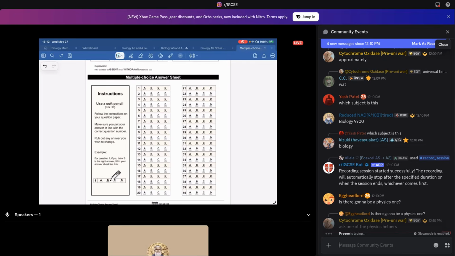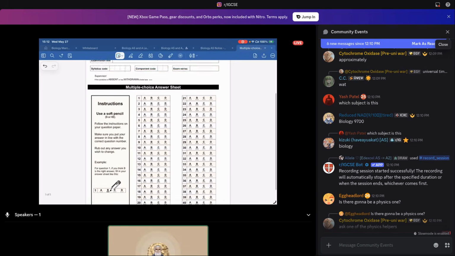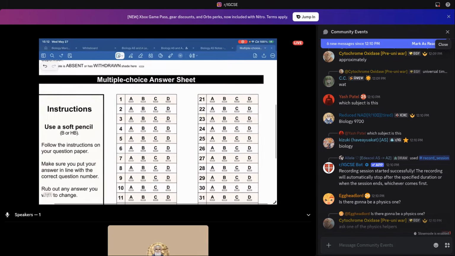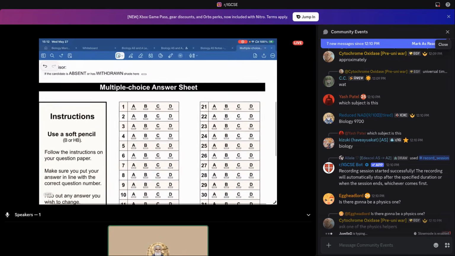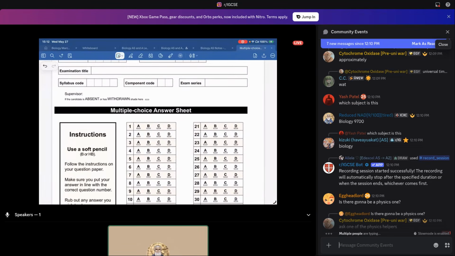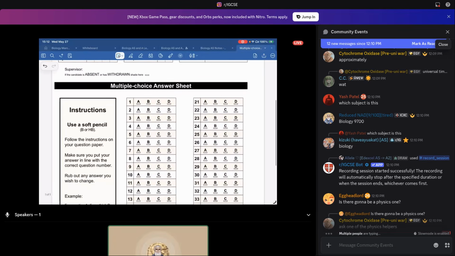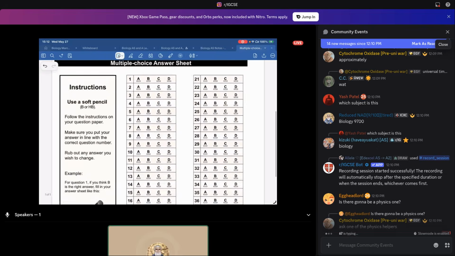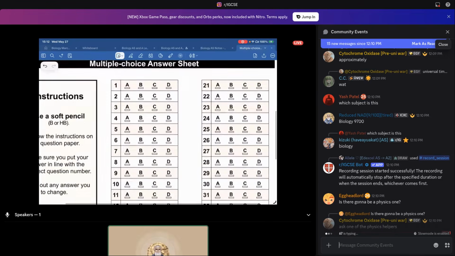The sheet to the chat here and to the ASA level bio chat. You should be familiar with this and you shall print it. Can you guys hear me or am I still lagging? Okay, so there's the multiple choice answer sheet. I also sent it to the ASA level biology chat. You should print it and be familiar with it while solving any paper one exam.